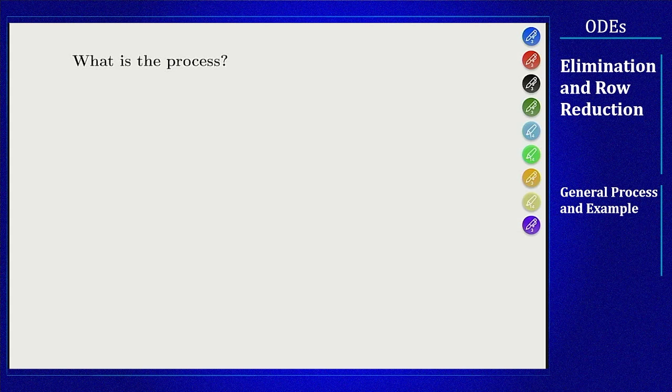In this video, we'll analyze and describe the general process for row reduction and then show an example of how this works in practice. What's the idea of row reduction in general? Well, the idea is we want to find a systematic process for solving these matrix equations in a way that will always get us to the answer eventually.